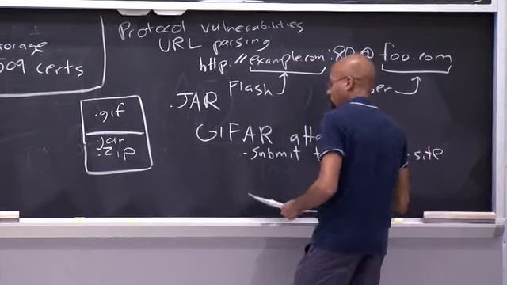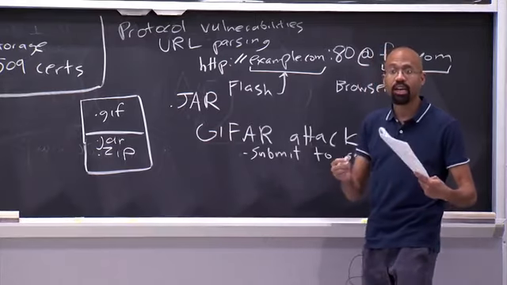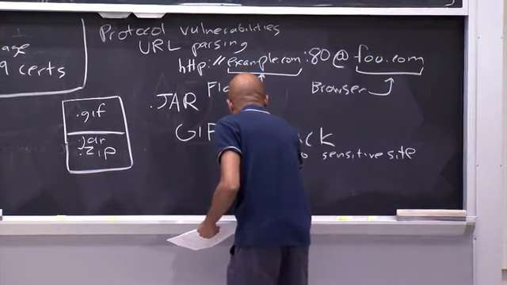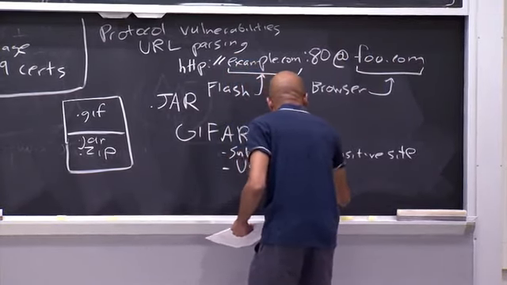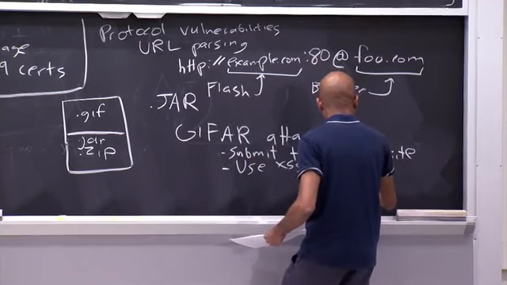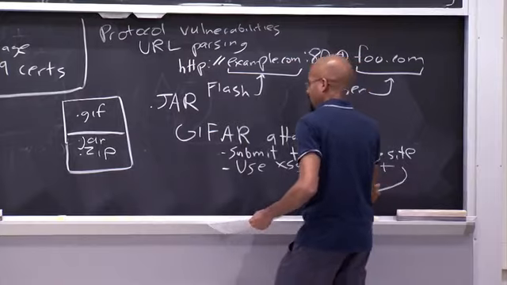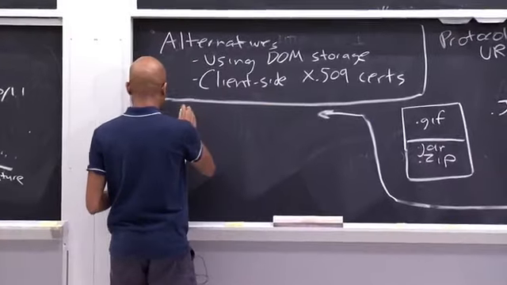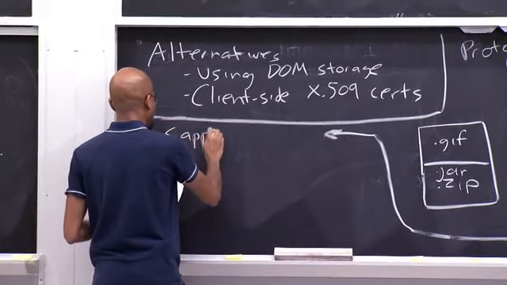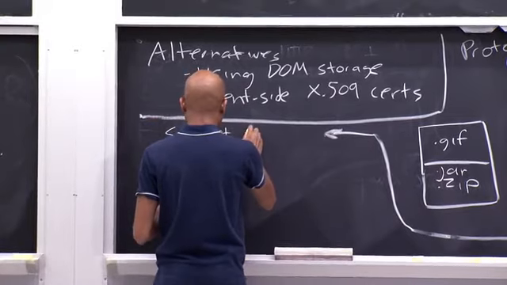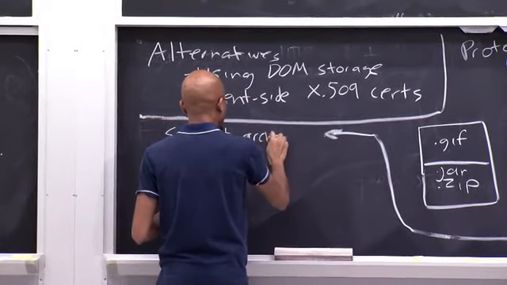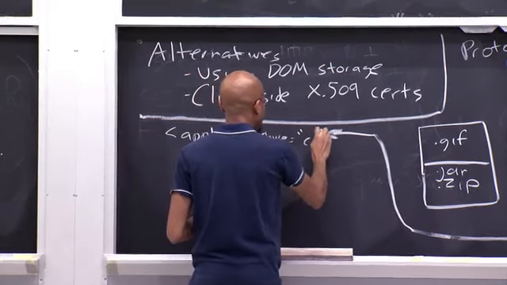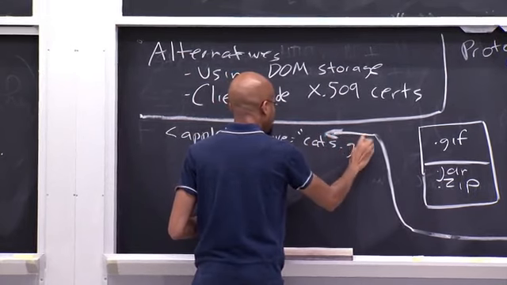And then the next thing you can do is, if you have an XSS attack, a cross-site vulnerability, then you can use cross-site scripting to inject something like this. Due to poor board management, I will draw this over here. So you can inject an applet whose source you just say is cats.gif.